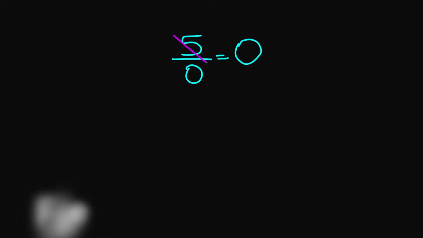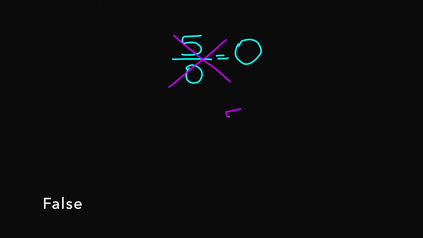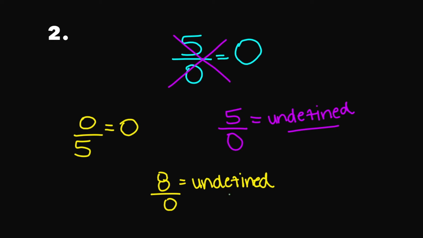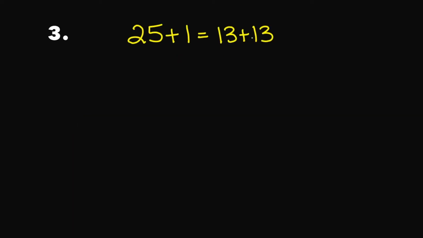This is false. 5 divided by 0 is undefined. However, if you have 0 divided by 5, this is going to equal 0. But if you have 5 divided by 0, this is going to be undefined. Just like if you have 8 divided by 0, this is also going to be undefined. However, if you have 0 divided by 8, this is going to equal 0. Let's look at the next question.